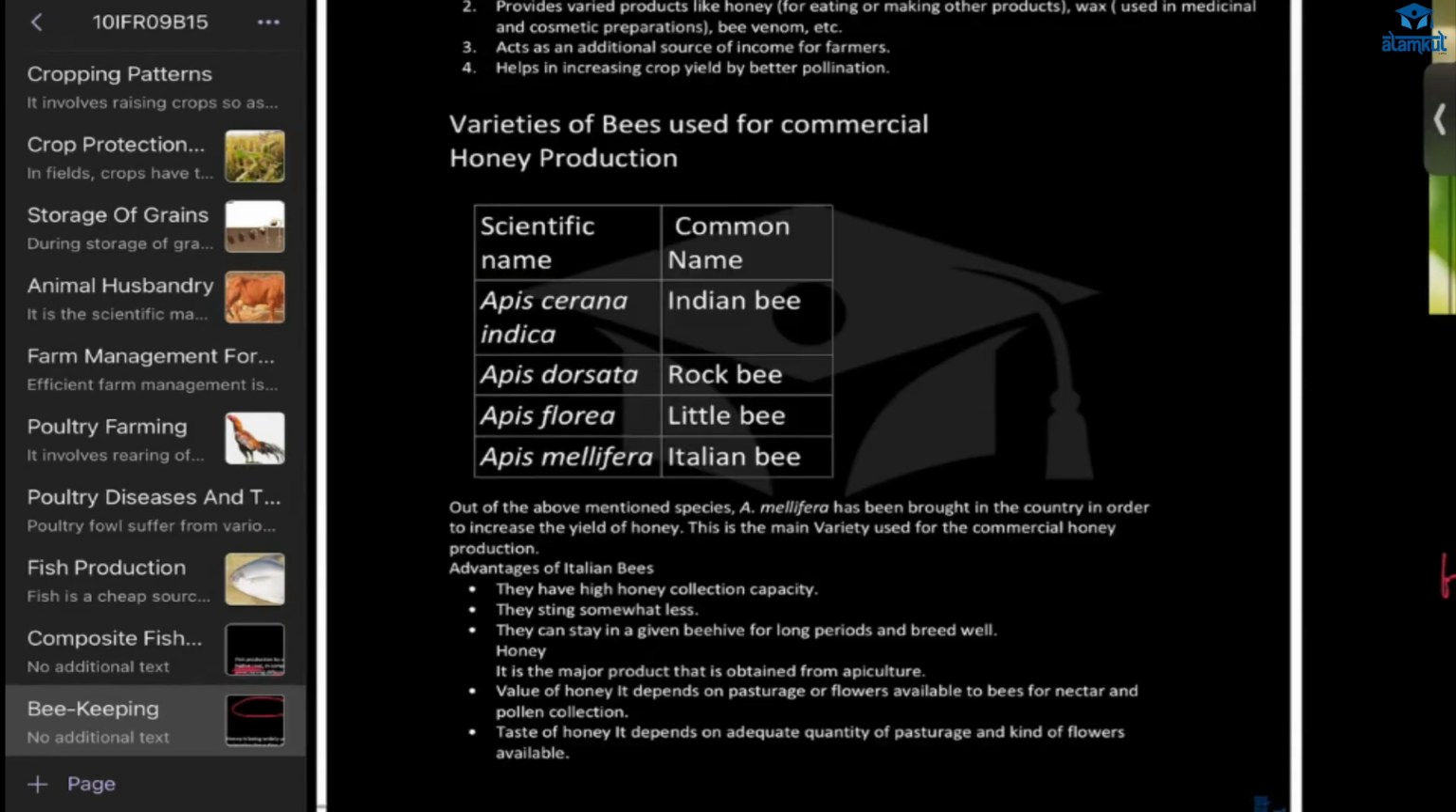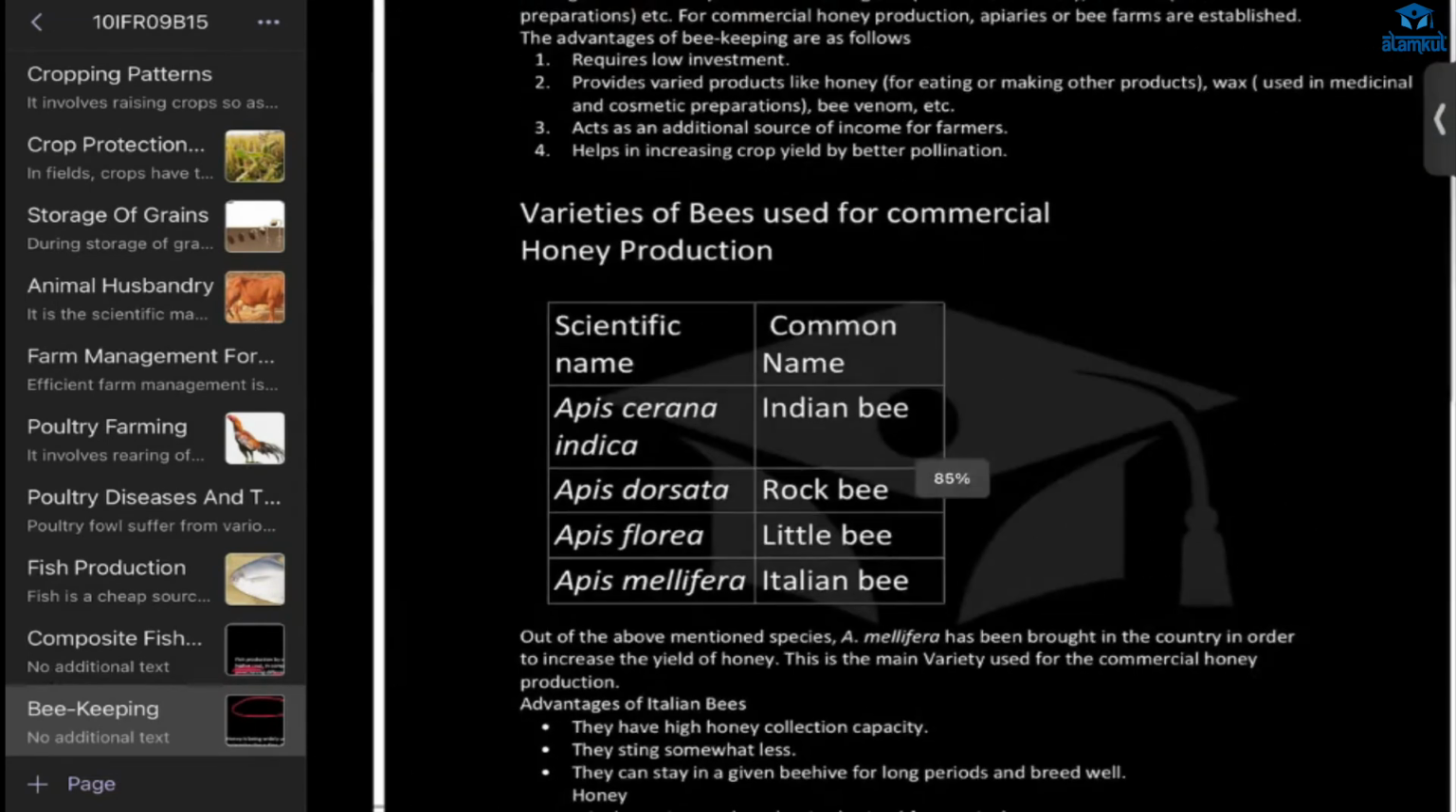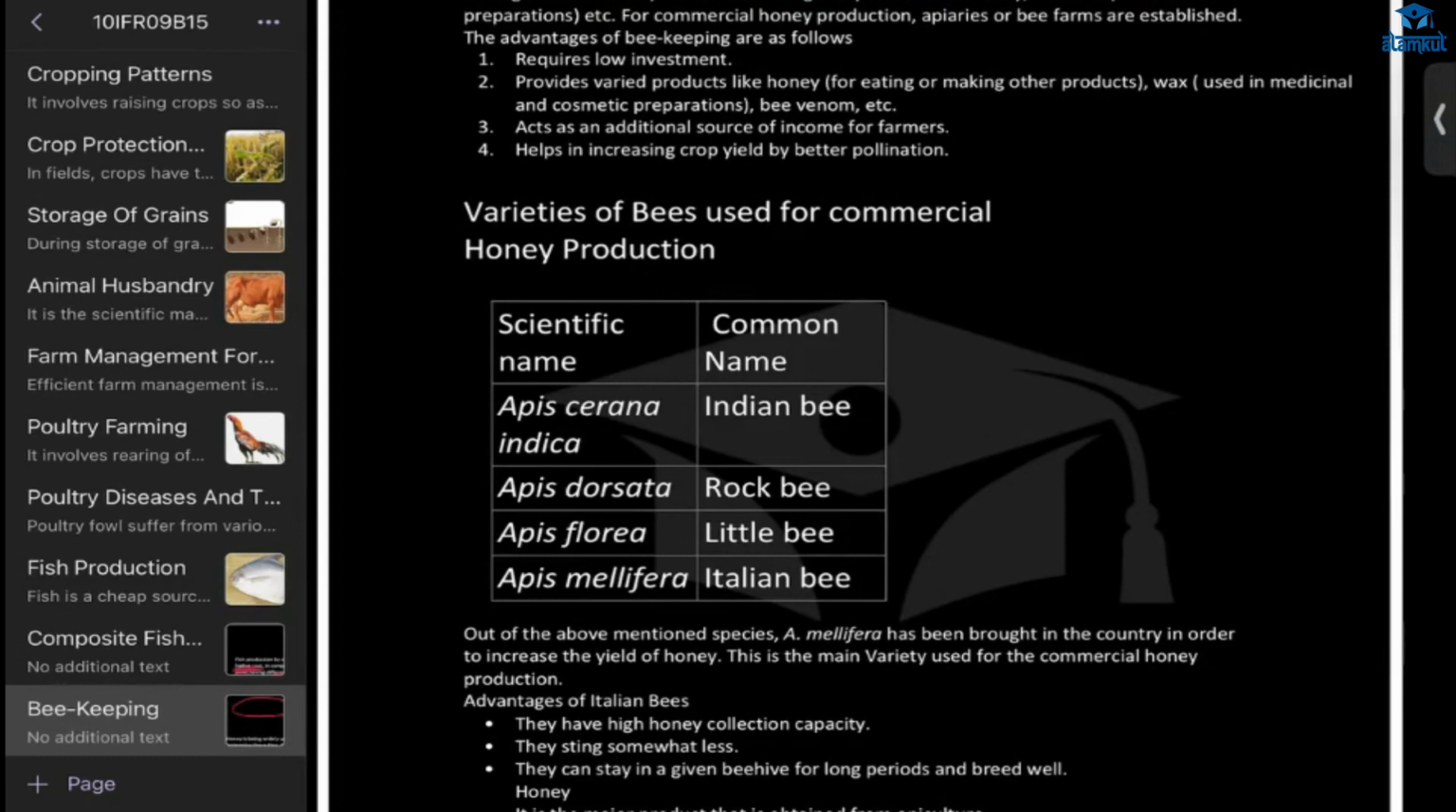Okay, we have different varieties. First is Apis cerana indica. This is the Indian bee. Apis dorsata is the rock bee. And Apis florea is the little bee. And Apis mellifera is the Italian bee.